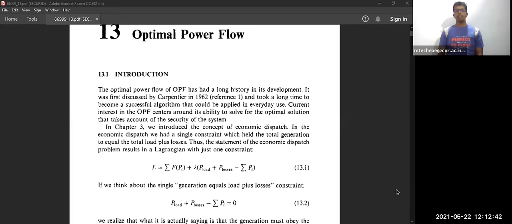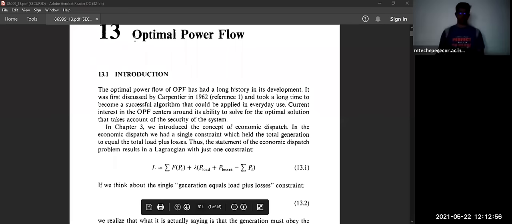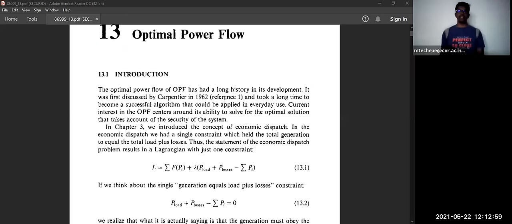After starting this, because the constraints are very many, the problem is very complex. The constraints are many, so the problem becomes very complex to solve. So it took many years to develop an algorithm for this optimal power flow.